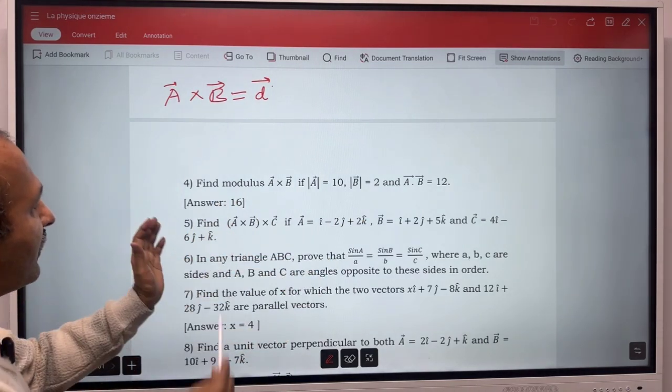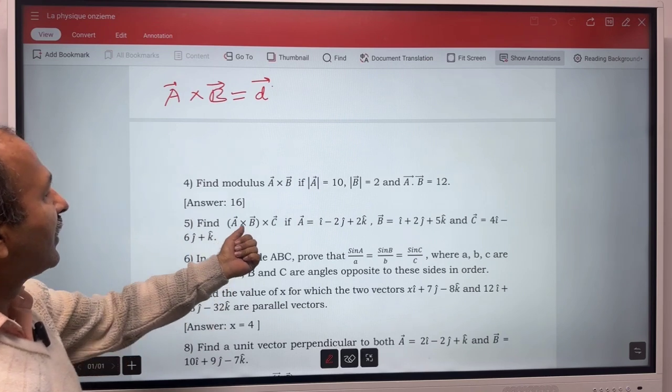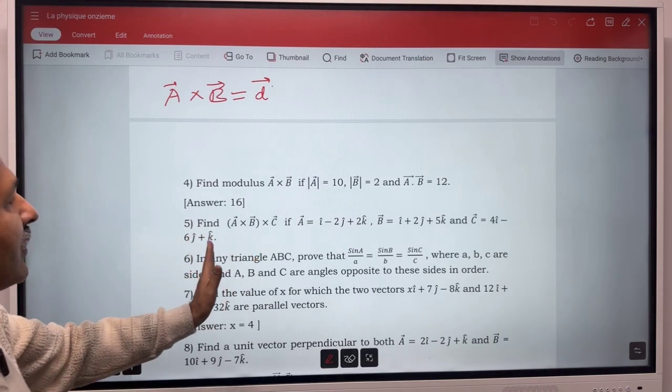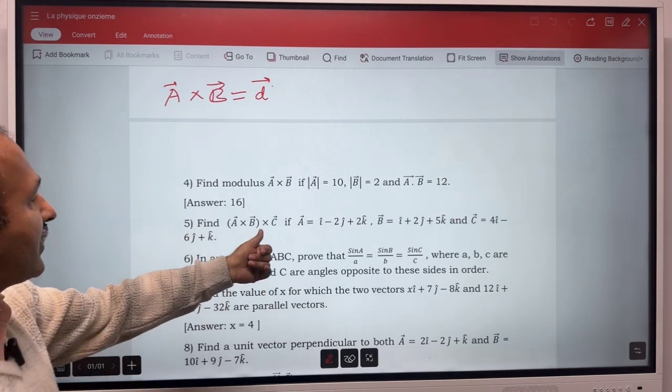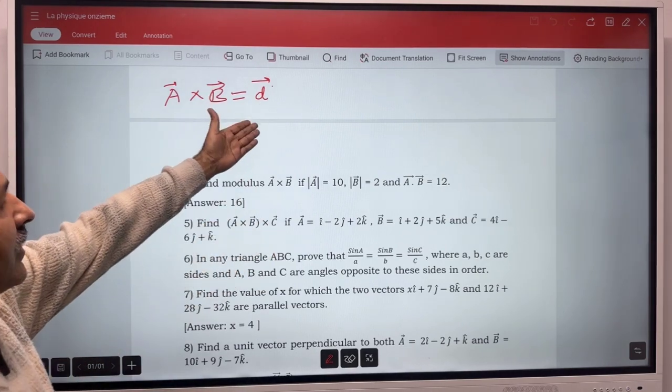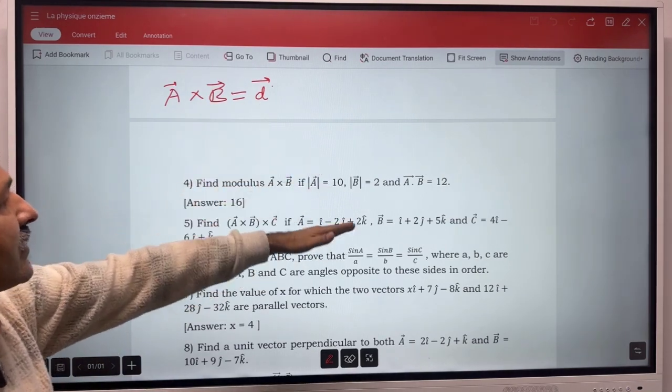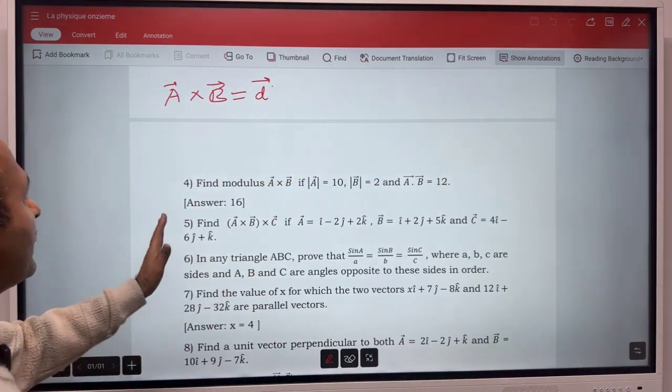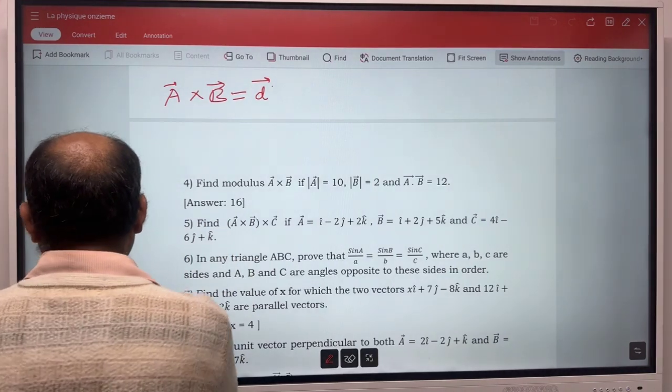Here the order is given. Brackets mean you have to find the cross product of A and B first, and after that, whatever result you get, you will do the cross product with vector C. So you have got vector D, and then find D cross C. You will get the required result. I am not doing that. That is for your practice.